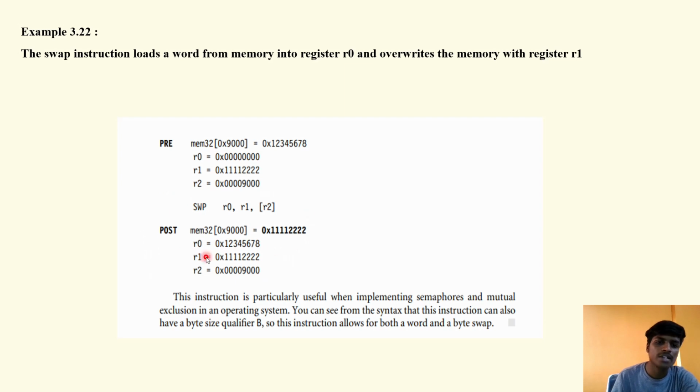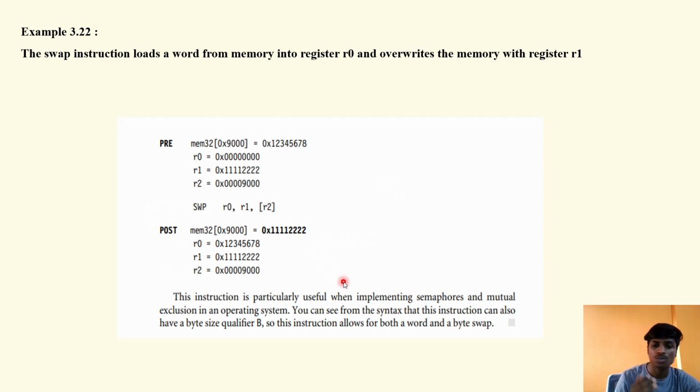So we have in the memory 32 0x9000, at this memory location, that is a 32-bit memory location, we have 0x11112222. So as you can see here, R0, R1, R2 are the values, and R1 and R2 are swapped and stored in R0.